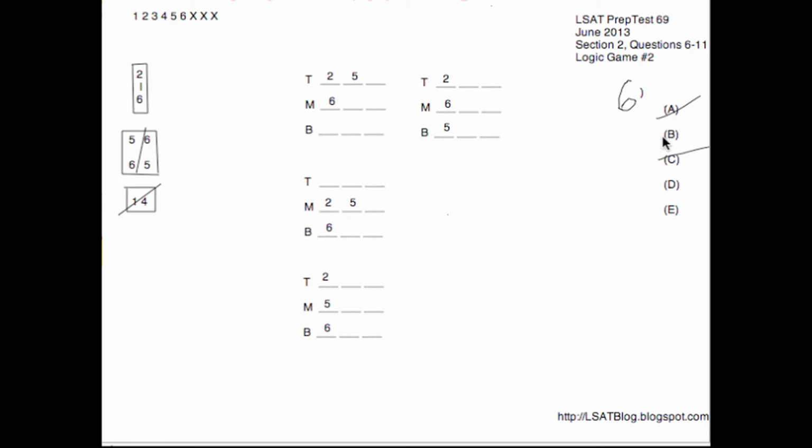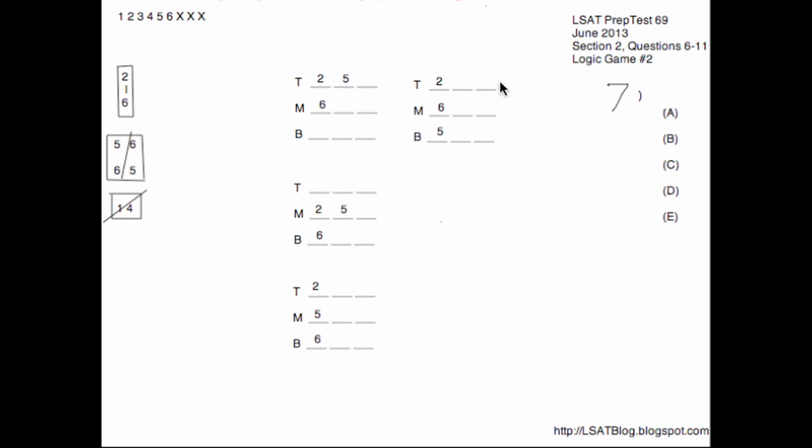Next we have 5 and 6 have to be on shelves that touch. Choice E violates this, having 5 and 6 spread across top and bottom. We also know that 1 and 4 can't be on the same shelf. And choice D violates this, having both of them together on top, leaving B as our answer for number 6.